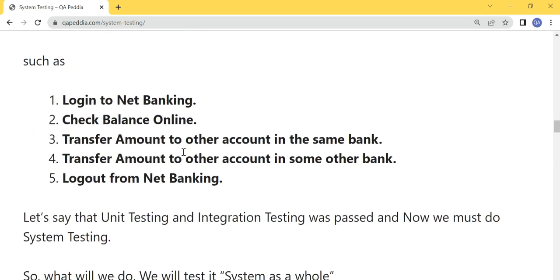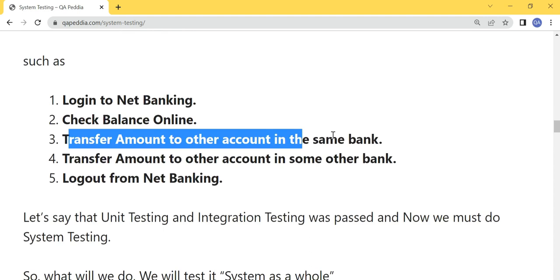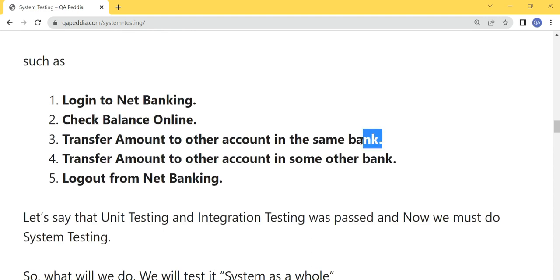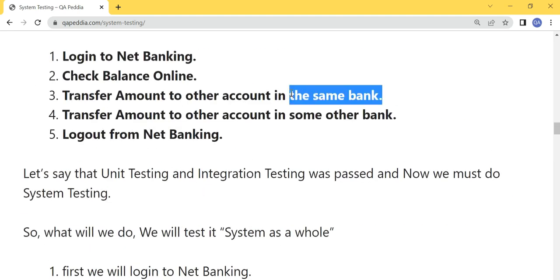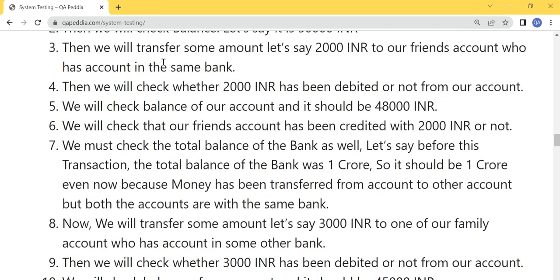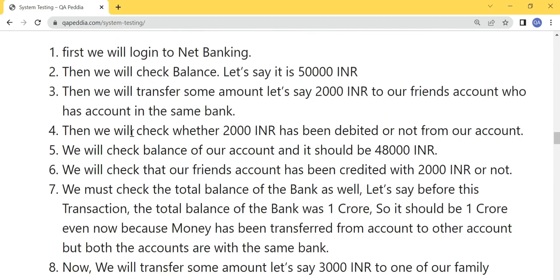So we are testing this module now. We are transferring amount to some other account, but the account is in the same bank. Okay. So now what will happen? We are testing this particular module. After transferring the amount, we have to check that 2000 rupees has been debited from our account. Okay. For this, what will we do? We will check our balance, and we will check that yeah, it has been debited, and the amount is 58,000 minus 2,000. Okay.